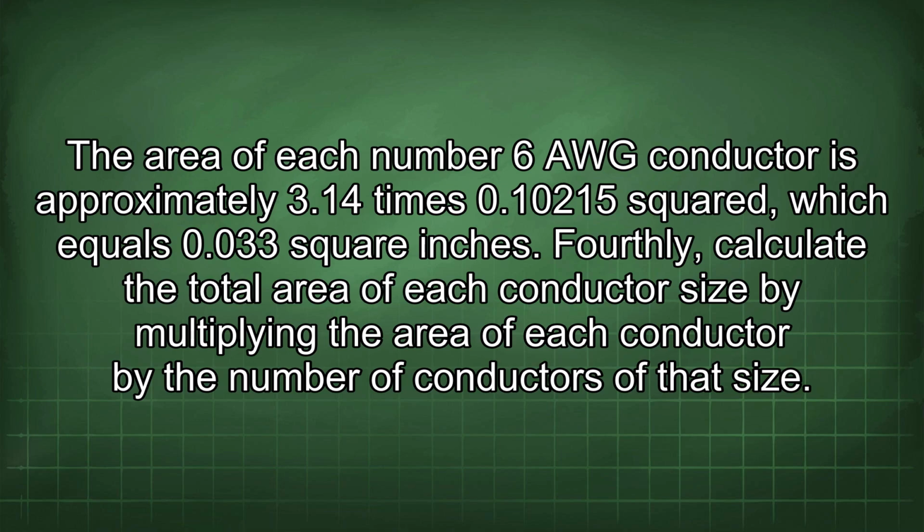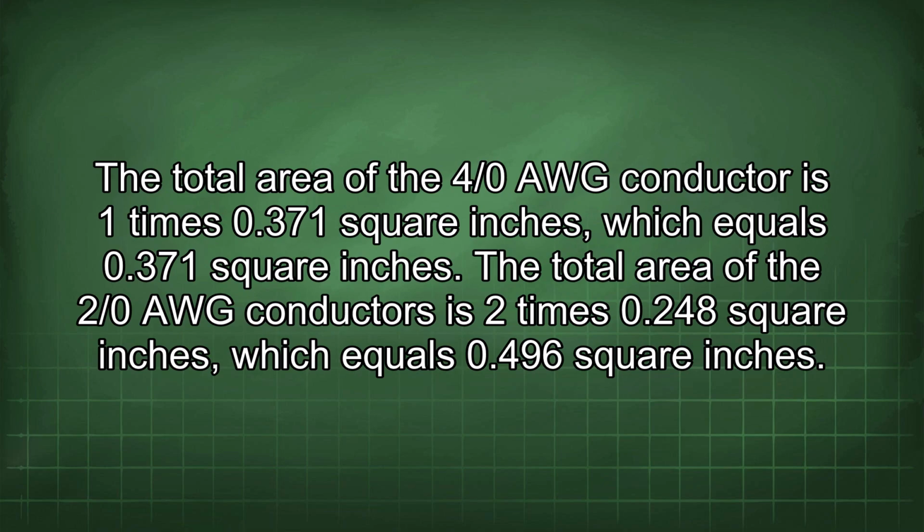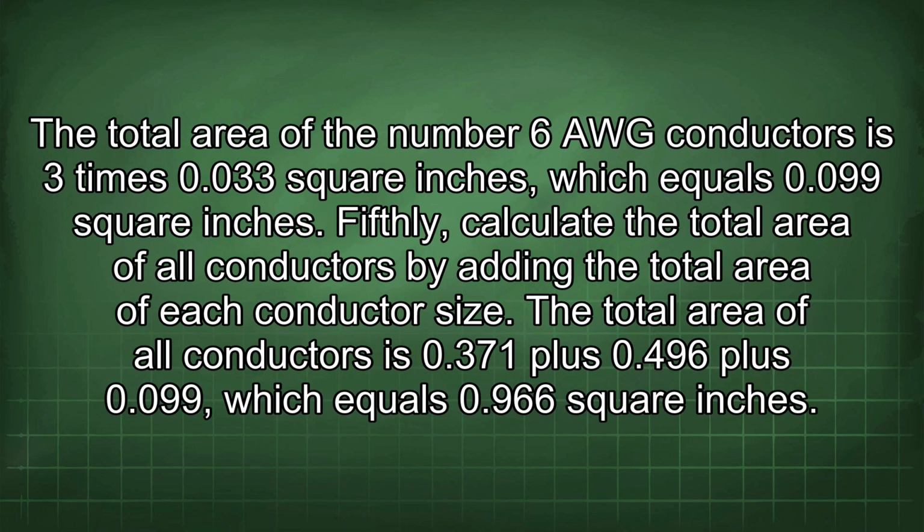Fourthly, calculate the total area of each conductor size by multiplying the area of each conductor by the number of conductors of that size. The total area of the 4/0 AWG conductor is 1 times 0.371 square inches, which equals 0.371 square inches. The total area of the 2/0 AWG conductors is 2 times 0.248 square inches, which equals 0.496 square inches. The total area of the number 6 AWG conductors is 3 times 0.33 square inches, which equals 0.99 square inches.